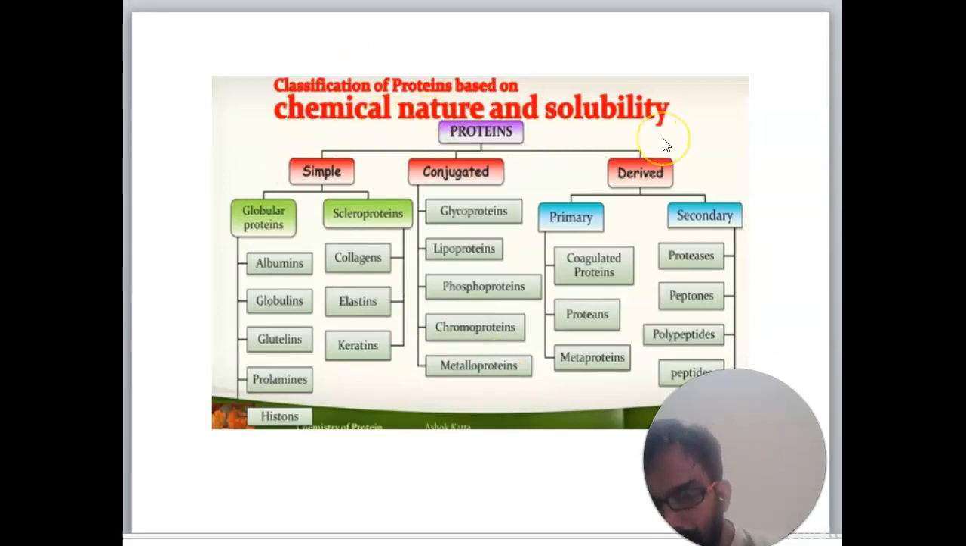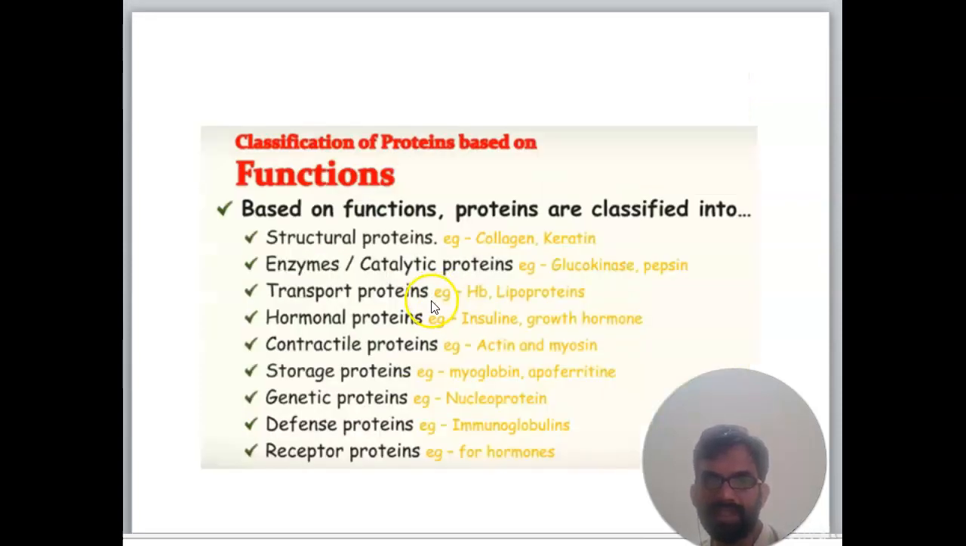You can see actually the classification of protein by chemical nature and solubility: simple, conjugated and derived proteins, globular proteins, pseudoproteins and glycoproteins, primary and secondary proteins. You can see different forms. And what exactly is the function? Based on the functions, proteins are of different types: structural proteins, enzyme catalytic proteins, structural proteins like collagen and keratins, and transport proteins like lipoproteins, hormonal proteins, contractile proteins, storage proteins like myoglobin, genetic proteins and the receptor proteins.